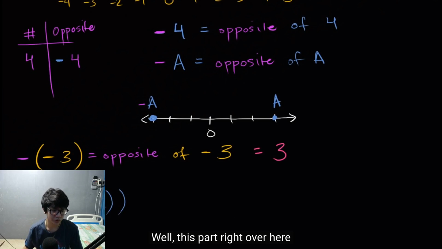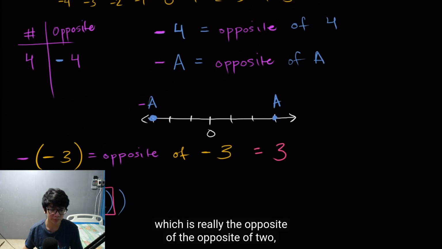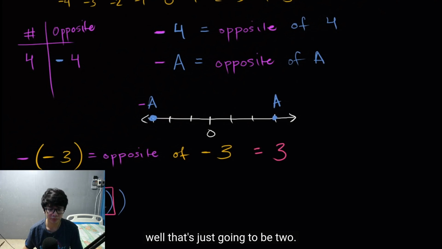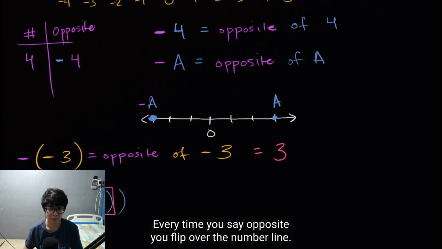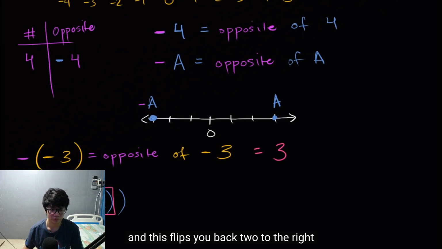Well, this part right over here, the opposite of negative 2, which is really the opposite of 2. Well, that's just going to be 2. Every time you say opposite, you flip over the number line. So this flips you over the number line 2 to the left, and then this flips you back 2 to the right. So all of this is going to be 2.